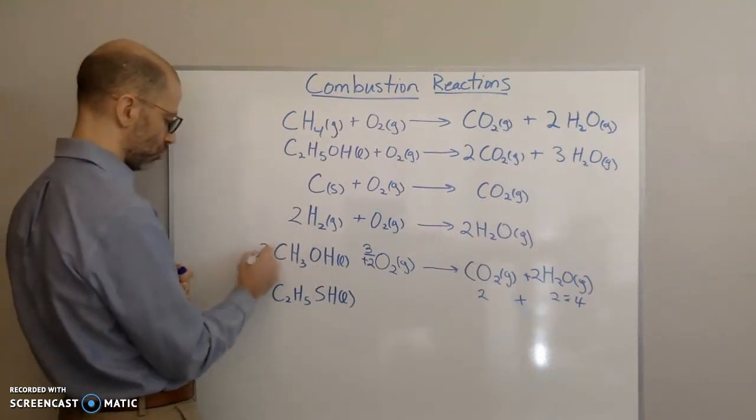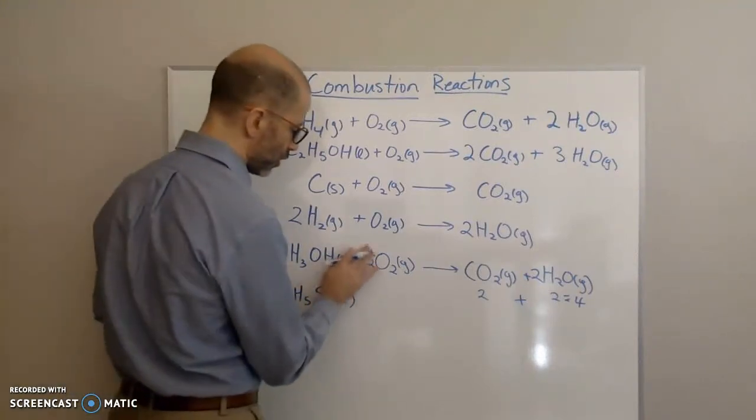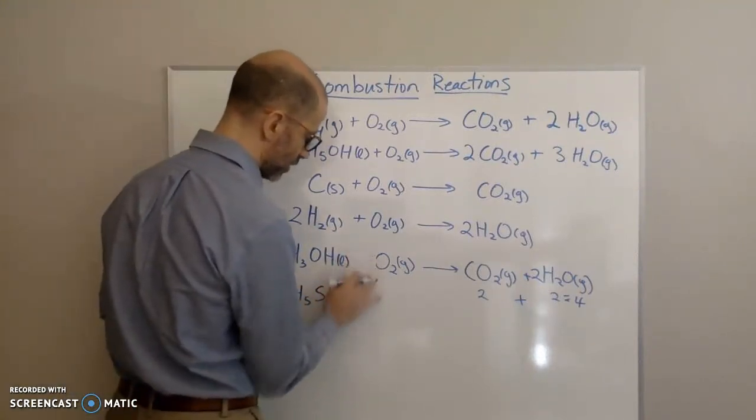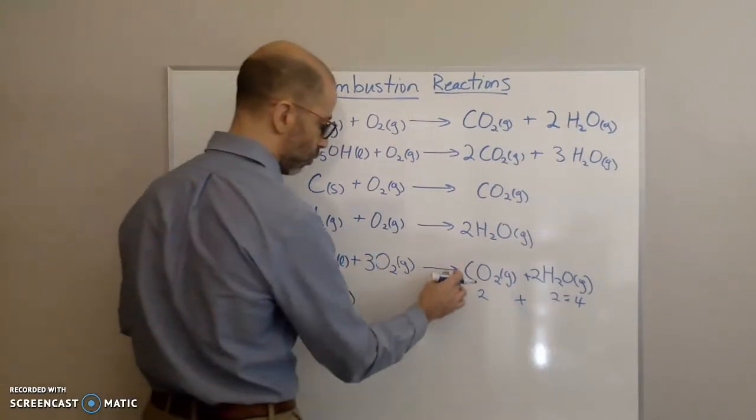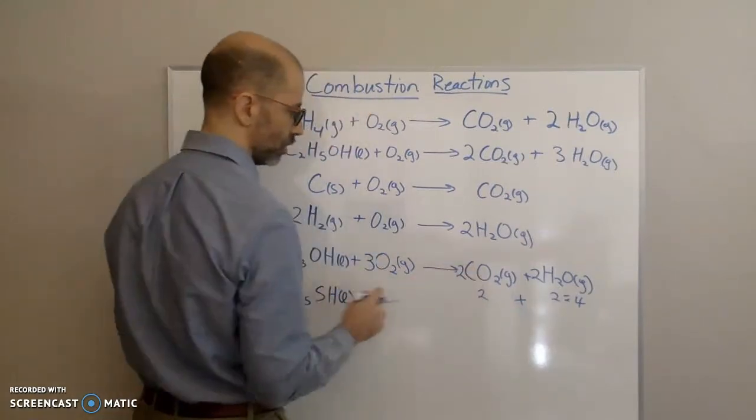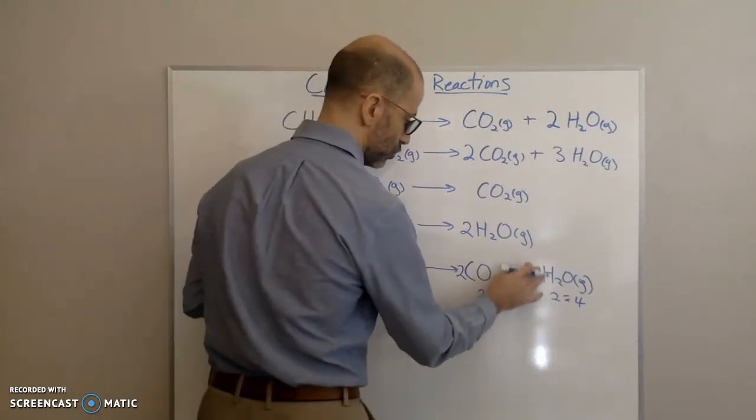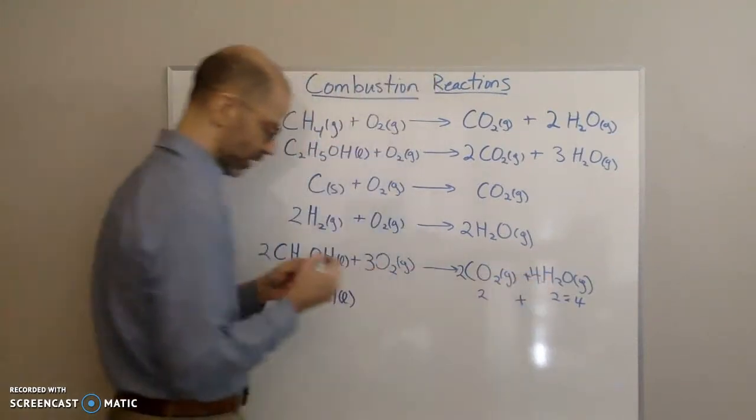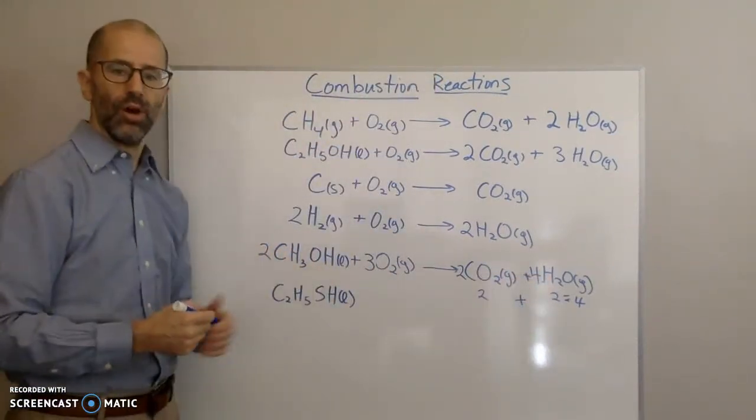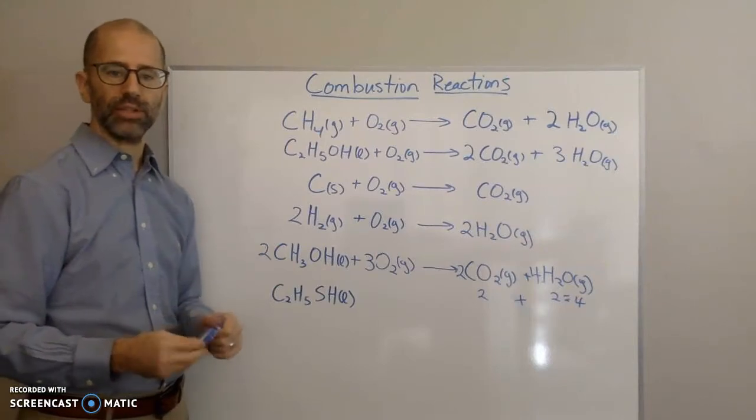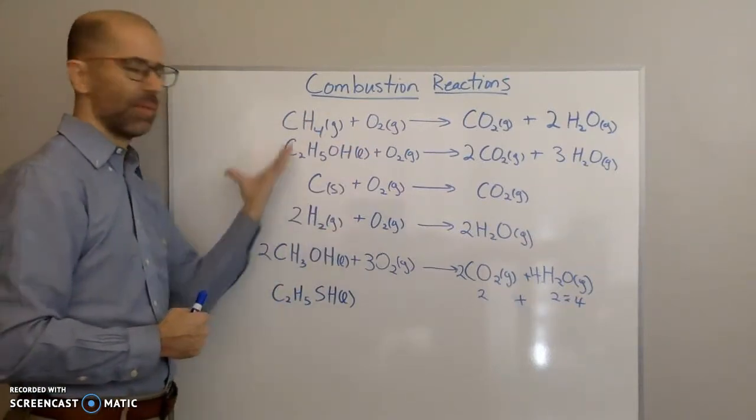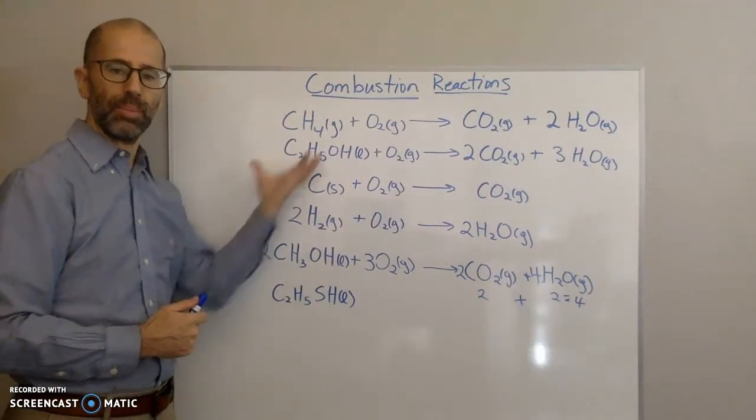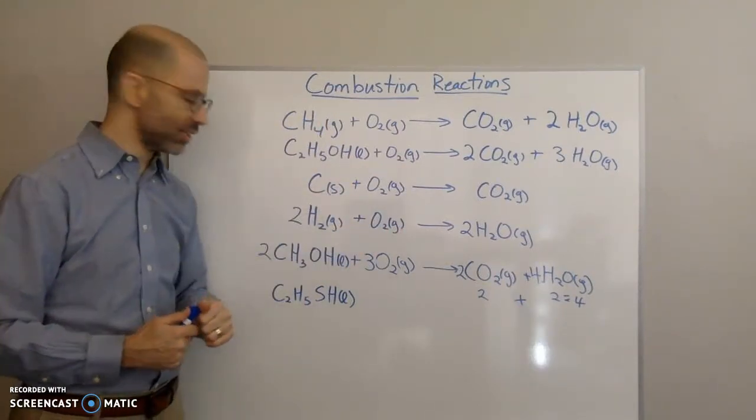So 1 times 2 is 2. 3 halves times 2 is 3. 1 times 2 is 2. And then 2 times 2 is 4. So that would be the balanced equation for this combustion reaction, right? So again, I base this on my understanding of the common pattern of other combustion reactions.